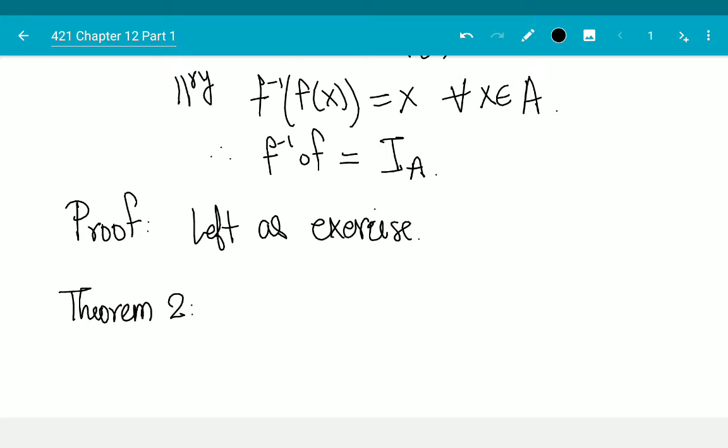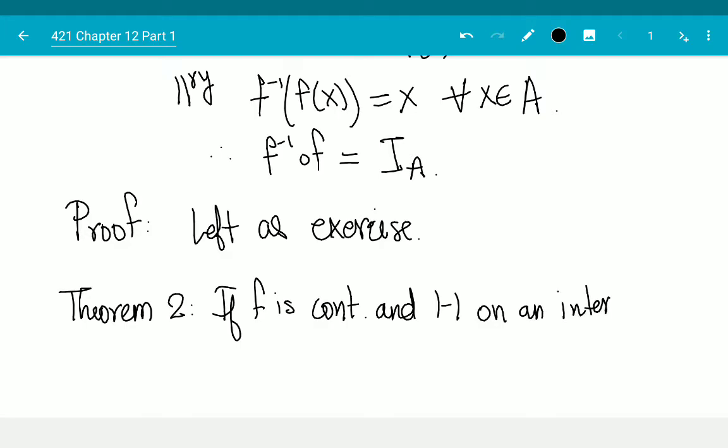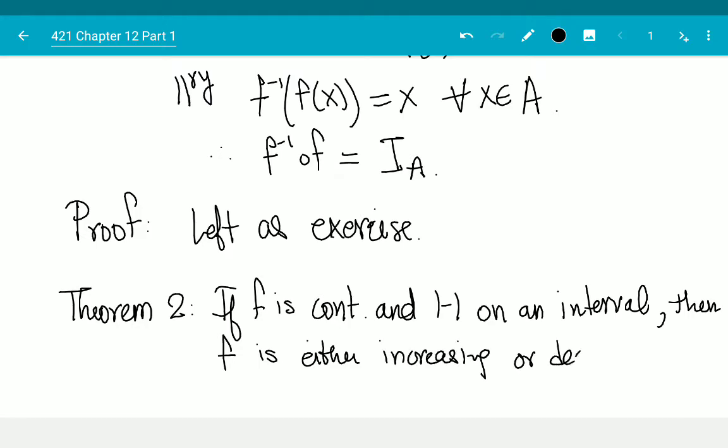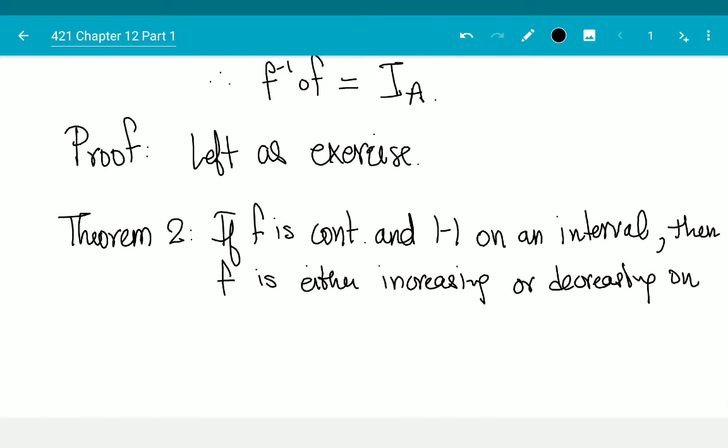Okay. Then theorem 2. If f is continuous and 1 to 1 on an interval, then f is either increasing or decreasing on that interval.